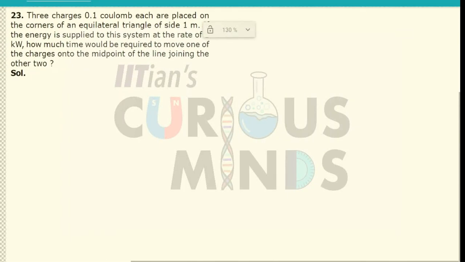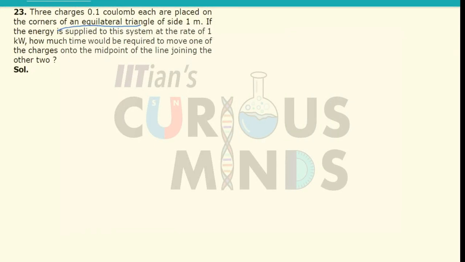Charges of 0.1 coulomb are each placed at the corners of an equilateral triangle of side 1 meter. If the energy is supplied to the system at a rate of 1 kilowatt, how much time is required to move one of the charges onto the midpoint of the line joining the two charges?